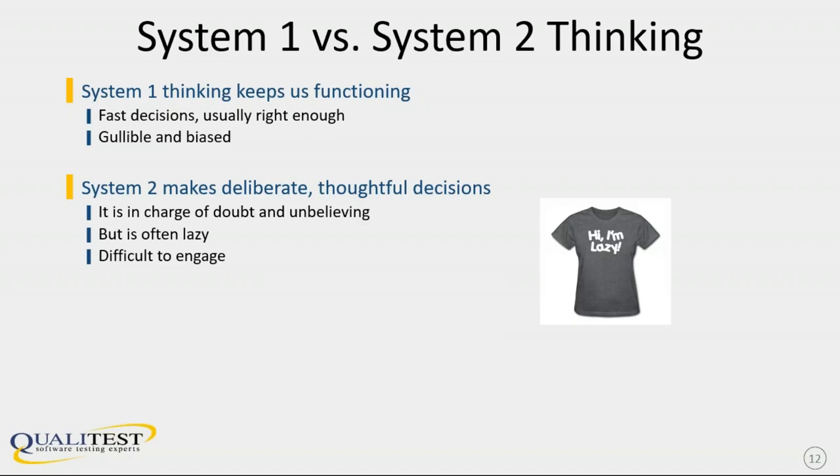testing. System one tends to keep us functioning. It's fast decisions, but it can be gullible and biased. We can make mistakes. System one thinking tends to use heuristics or rules of thumb. System two makes more deliberate, thoughtful decisions. It can be difficult to engage, and you tire easily when you're using a lot of system two thinking. You might find that after a long day of executing test cases that you're really tired.